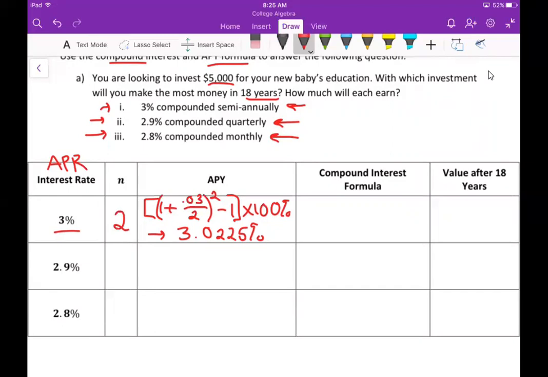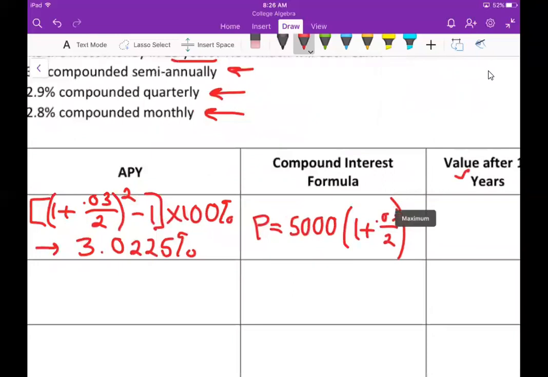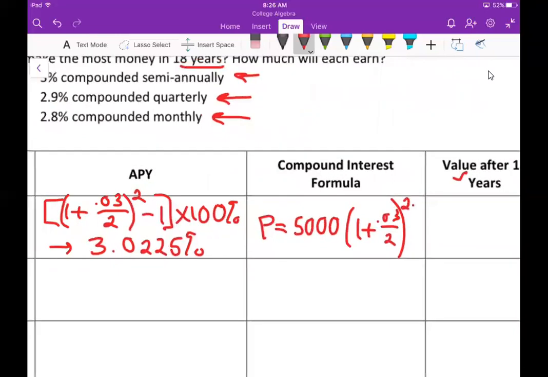Now, our compound interest formula for this to figure out the value after 18 years, that would be, okay, I want to know P. Given that I invest $5,000, I take 1 plus my interest rate again, divided by the number of compoundings, and I take that to the power of the number of compoundings times the number of years.